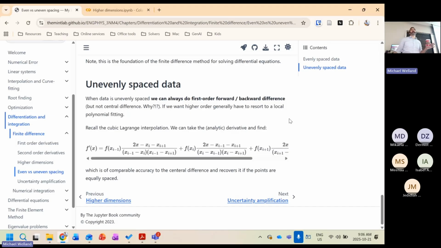If you had 10 data points and you wanted to know the derivative over the entire thing, this is a midterm type question. Would you do something like this? I have 10 data points. I want to know the derivative at every single point there. Would you do something like fitting a curve, fitting a polynomial, and taking a derivative?